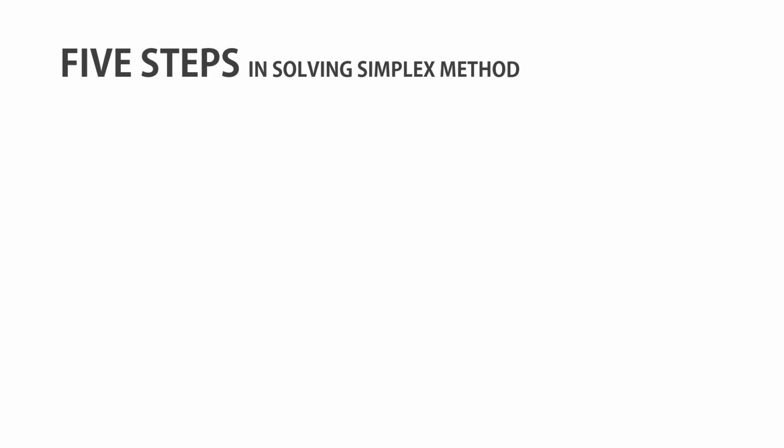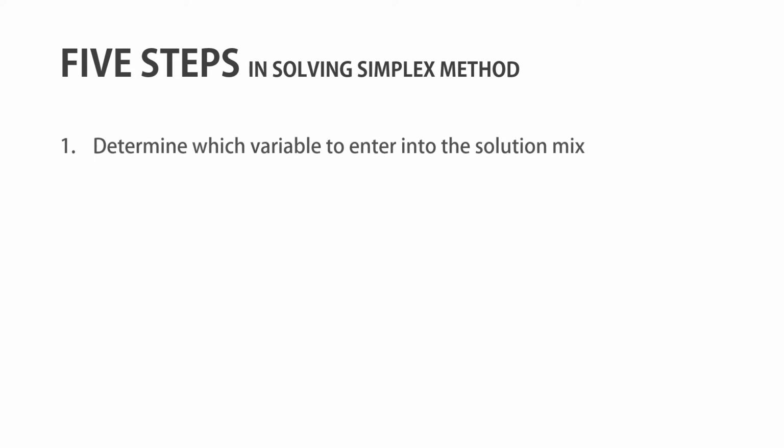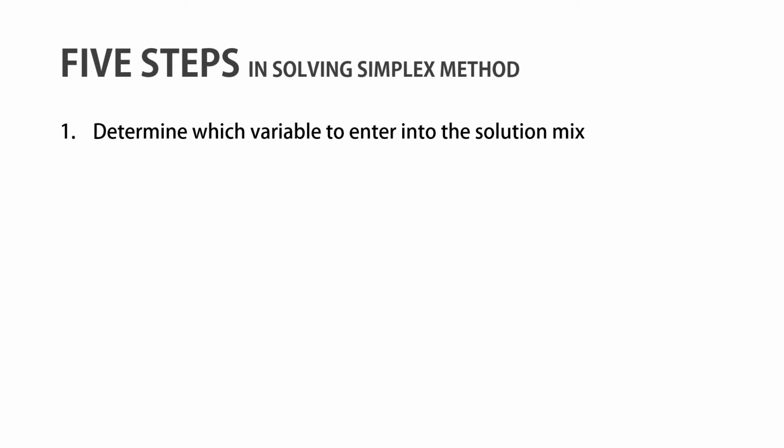There are 5 steps in solving simplex method. First, determine which variable to enter into the solution mix. The variable entering the solution has the largest positive Cj minus Zj. One way of doing this is by identifying the column, and hence the variable, with the largest positive number in the Cj minus Zj row of the preceding tableau. This means that we will now be producing some of the product contributing the greatest additional profit per unit. The column identified in this step is called the pivot column.